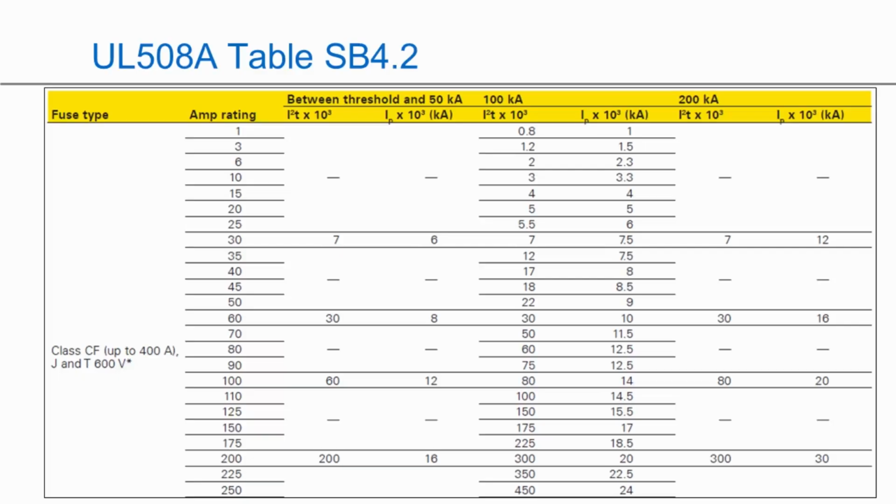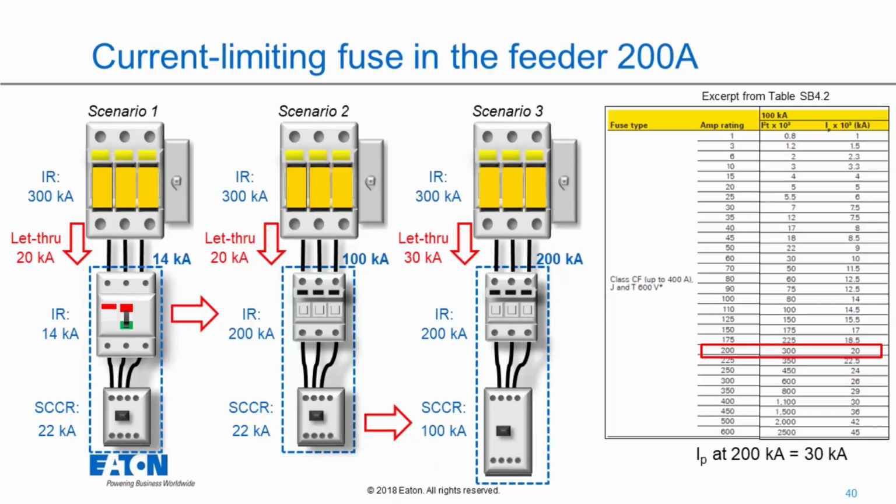kA, the 100 kA, the 200 kA, whichever column I pick, the peak let through value there is the value to which I can raise the short circuit current rating of my circuit. So that's what I can raise the short circuit current rating to. I don't get to automatically make it equal to the interrupting rating of the fuse. I make it equal to whichever column I looked up that value at.